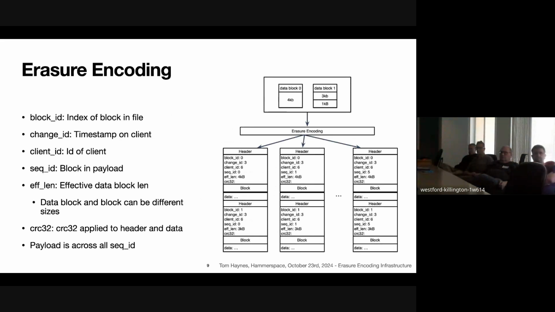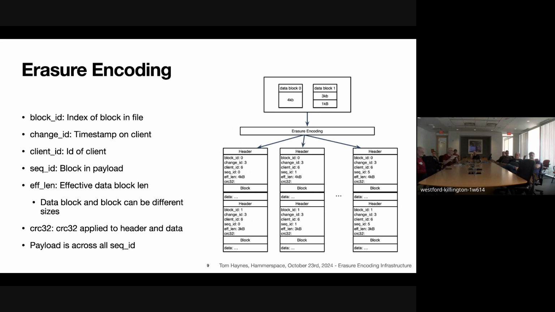And so erasure encoding is we're taking the data blocks. We've got two data blocks in this example. We're applying them through the algorithm and we're generating a payload that's going to however many data servers we have here. And inside the header, we have the block ID, which is basically the offset within the data server's file of the block. So it's your block number, your index. We have a change ID. A change ID is a timestamp on the client. It should be monotonic, sequentially incrementing. And a client ID, the client ID assigned by the metadata server. That way it'll be unique per client doing the write. So the combination of the client ID and the change ID is sufficient to identify a transaction that was applied.